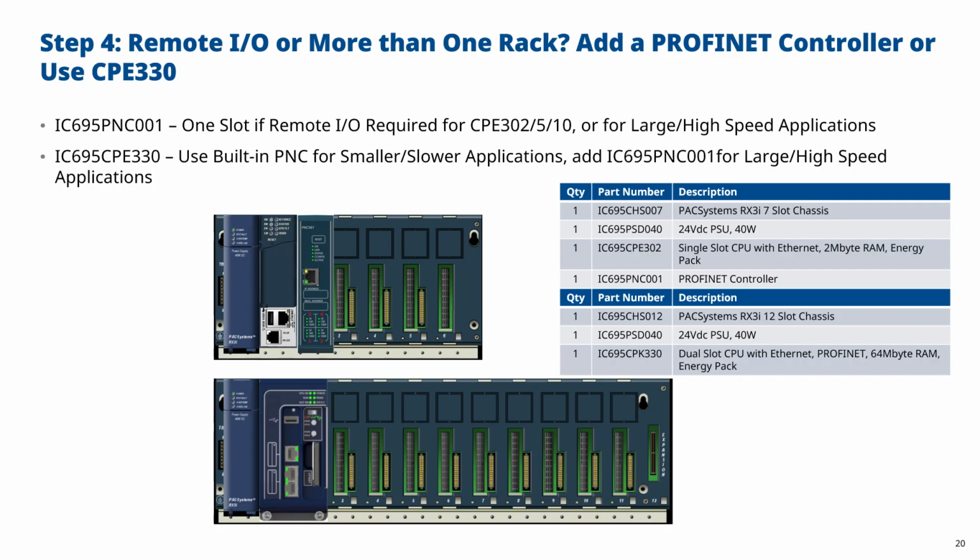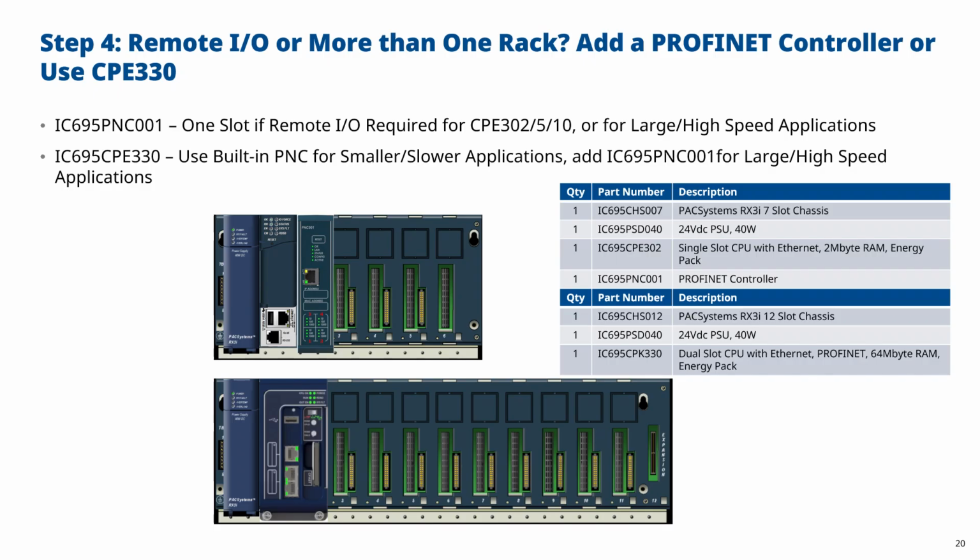So for the CPE 302, 305 and 310, or for larger and high-speed applications, again, you add a PROFINET controller. So that's part number IC695PNC001. Again, nice simple part number. If you've got a CPE 330 for standard applications, you've already got a built-in PROFINET controller, so you don't need any extra hardware. Now that IC695PNC001 has 2 built-in copper ports supporting the media redundancy protocol, so you don't need any external switches or devices. Same with the CPE 330, that PROFINET controller has a built-in switch.